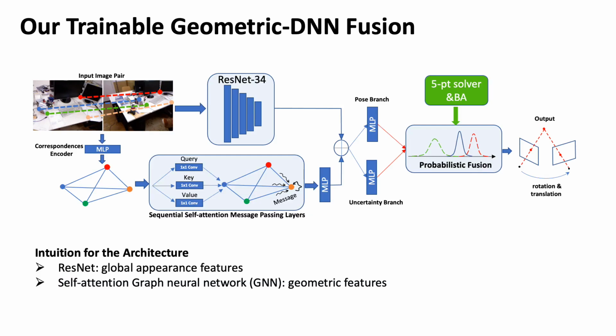Here is more detailed architecture. We learn appearance feature by a ResNet, and then geometrical feature by a self-attention graph neural network. The motion and uncertainty are predicted by MLPs, and then fused with the geometric solution. The fused solution receives the supervision for training.